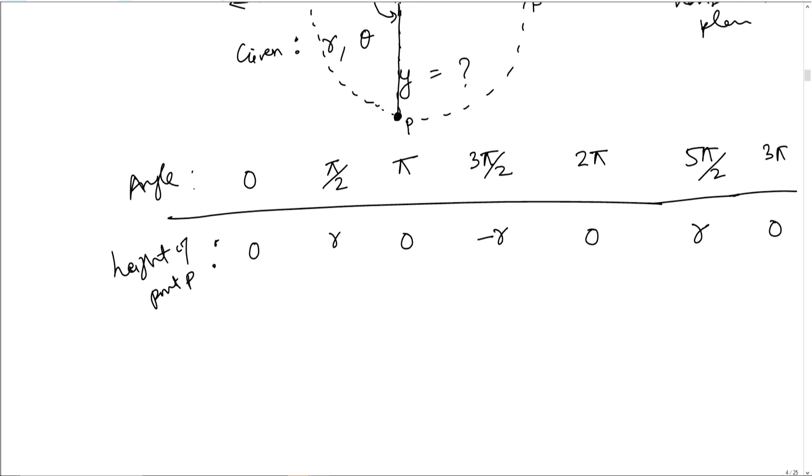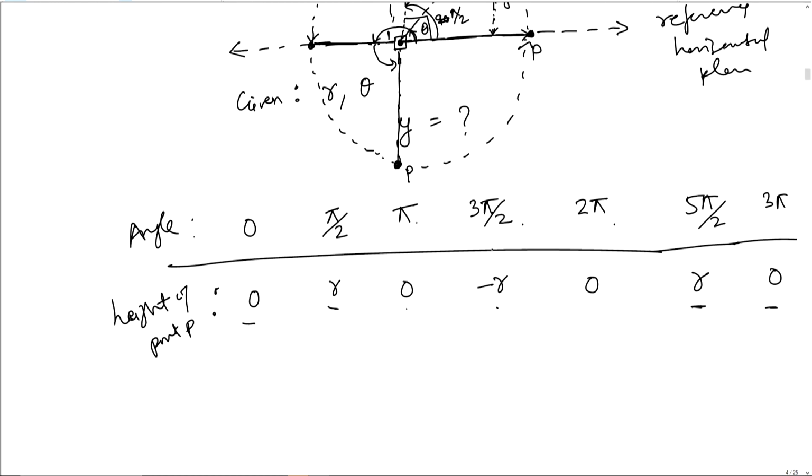When angle was 0, the height of the point P is 0. When angle is pi by 2, height of the point P is r. When angle is pi, height is 0. When angle is 3 pi by 2, it is minus r. When angle is 2 pi, the height is 0. When angle is 5 pi by 2, the height is r. 3 pi, the height is 0, like this. Okay.